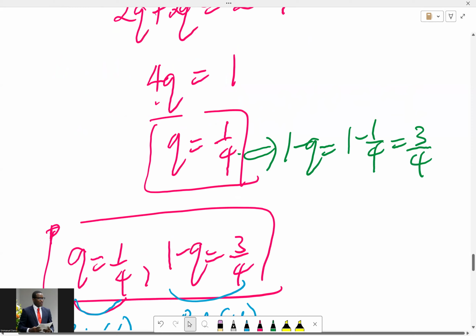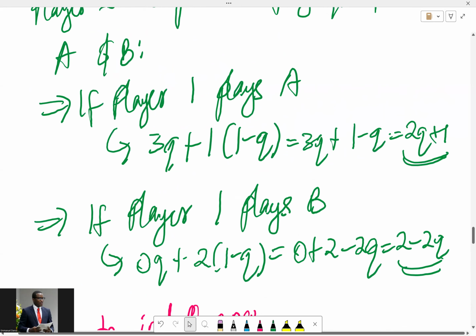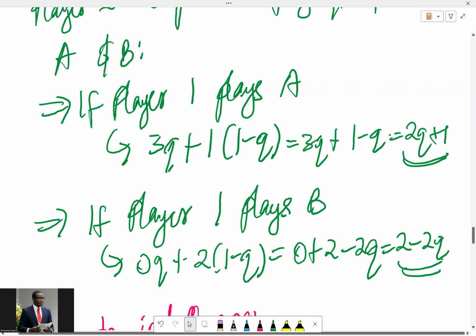Yeah, q is 1 over 4. So if we do that and substitute here, 1 over 4, we have 2 times 1 over 4, that's half, plus 1. That is 3 over 2. So if you put the same 1 over 4 here, that will be 2 minus 1 over 2. That should still be 3 over 2.